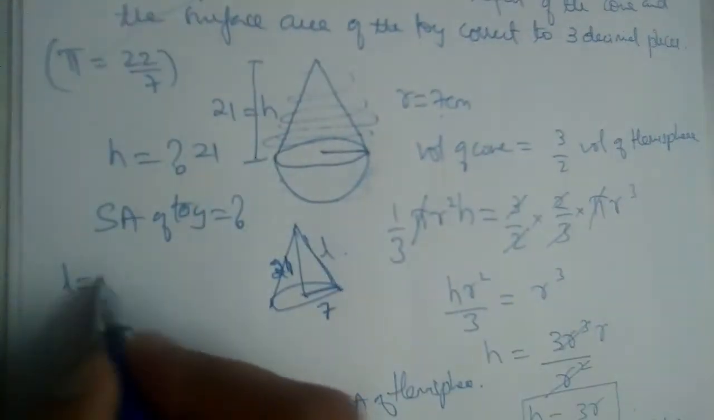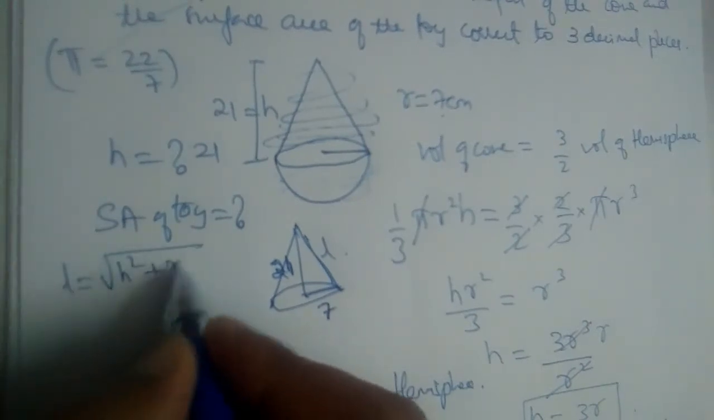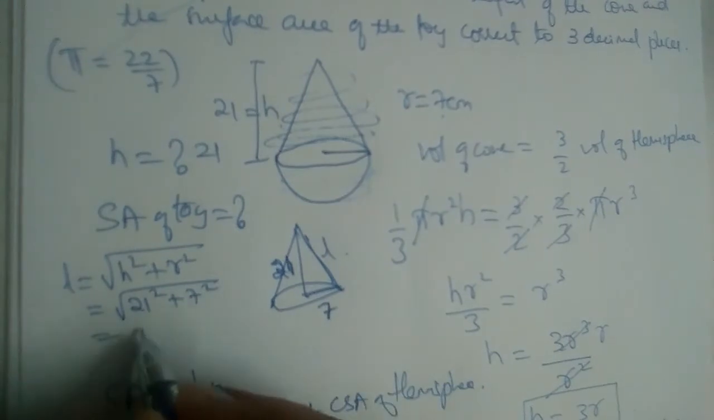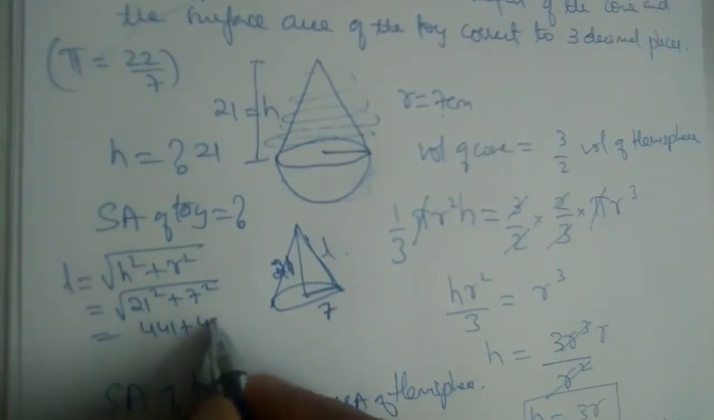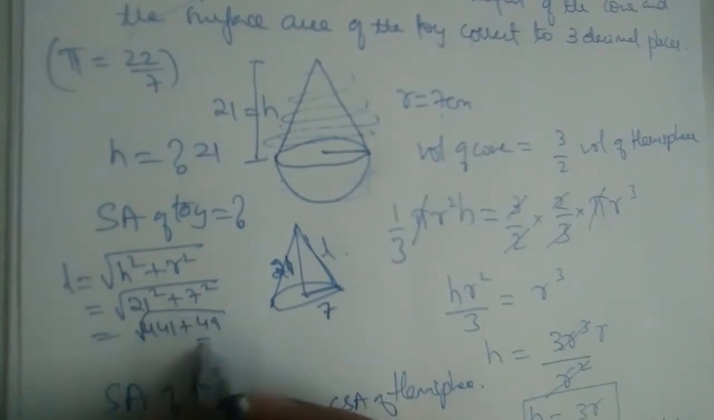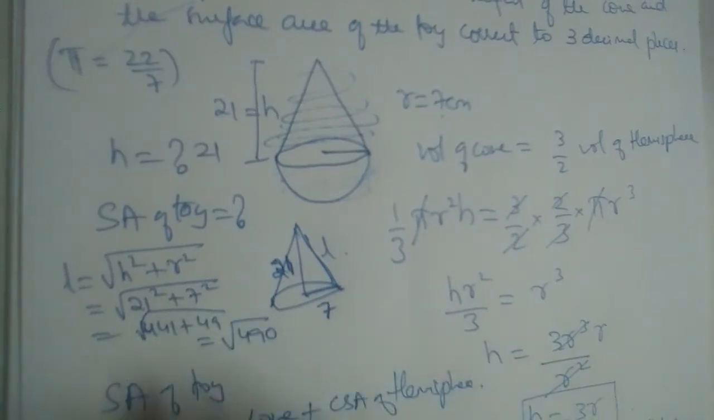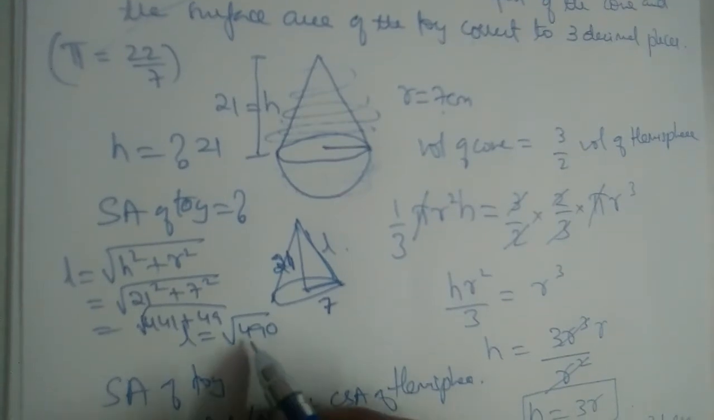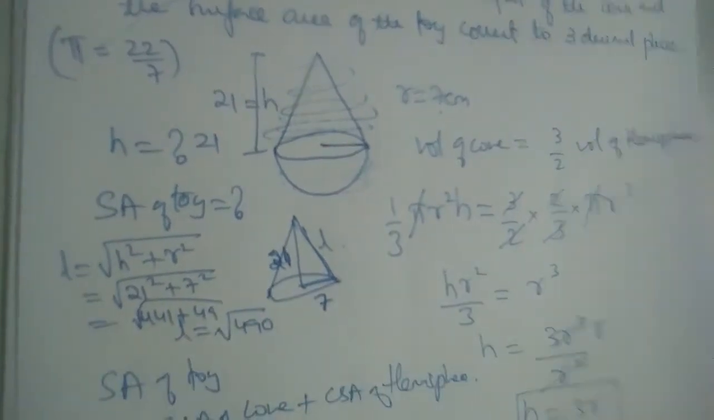So we know L is equal to root h square plus r square, right? So it is 21 square plus 7 square. So this will give us 441 plus 49. So it is equal to 490. All right, 490, right? We don't know the root of 490. We should find the root of 490.